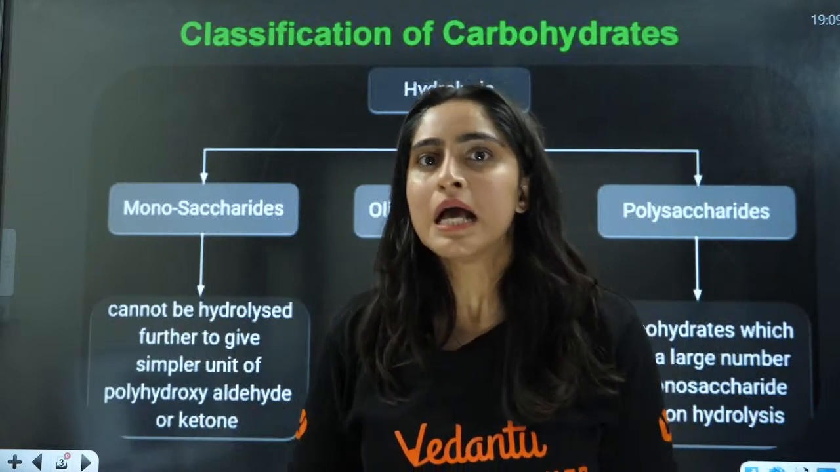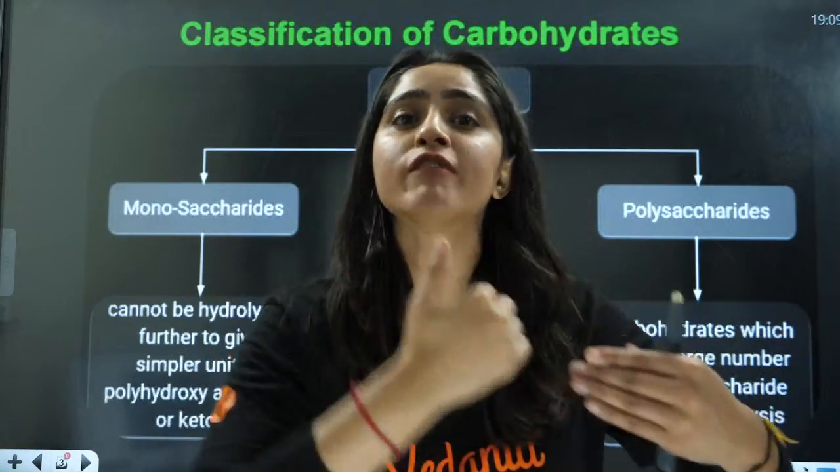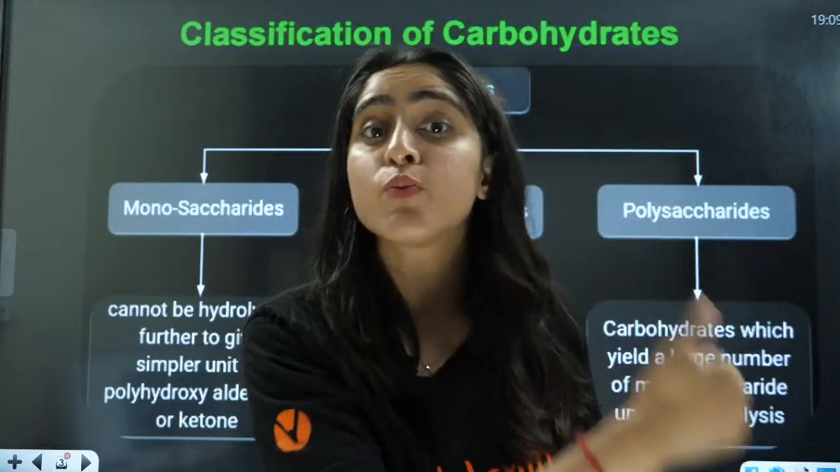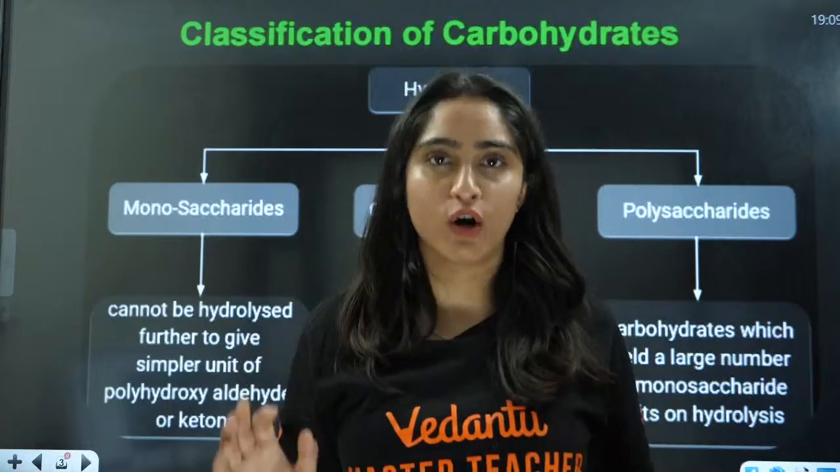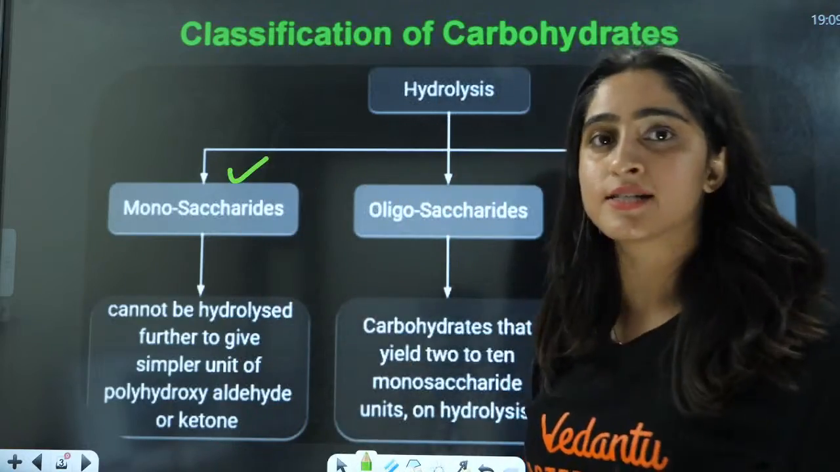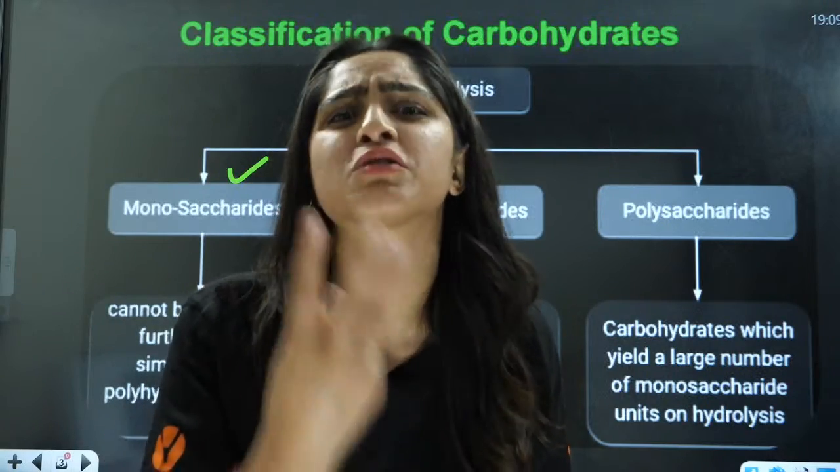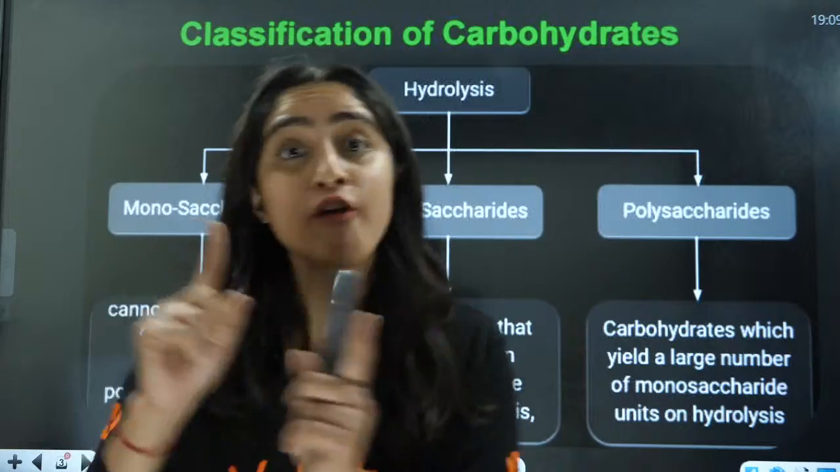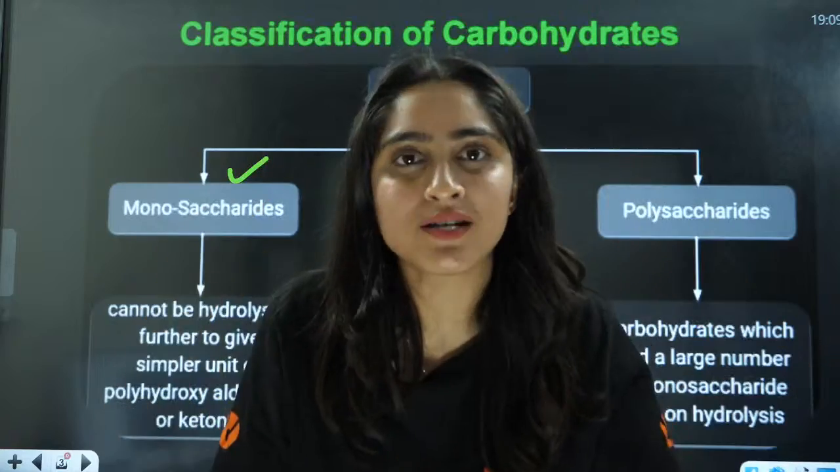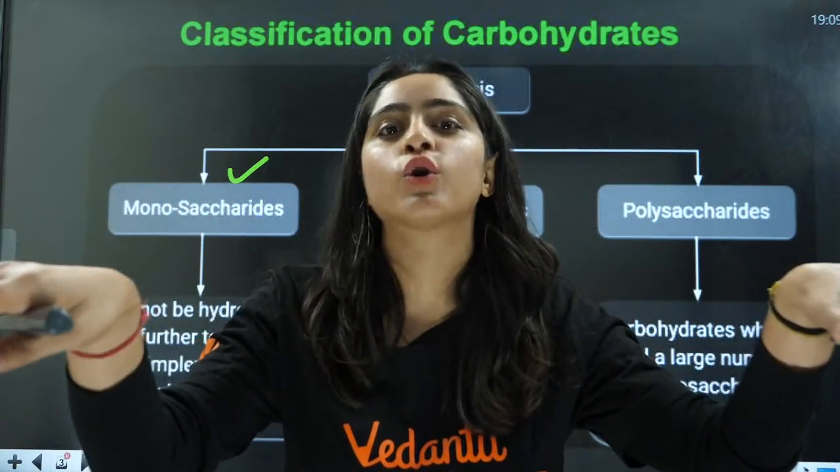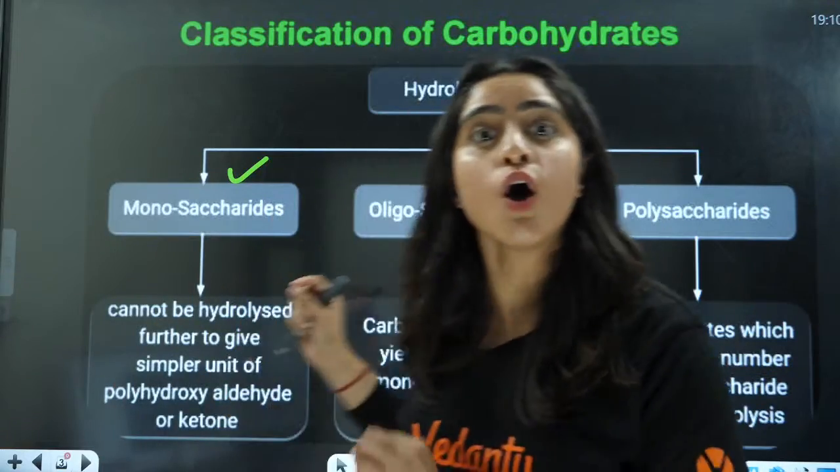For example, glucose. This is a monosaccharide. If you hydrolyze this, it will not give another unit of any carbohydrate. It will not produce any other carbohydrate on hydrolysis. That is monosaccharides. Oligosaccharides means that on hydrolysis they produce 2 units, 3 units or 4 units of monosaccharides, like sucrose. Sucrose on hydrolysis produces glucose and fructose, though both glucose and fructose are monosaccharides. So sucrose is an oligosaccharide.